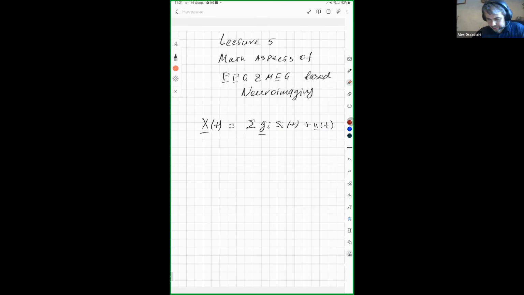Anyway, S sub I is a scalar and G sub I are the vectors, right? And these vectors are the topographies, okay? And Dasha must have sent you the video about the SVD, right? What singular value decomposition is, right?